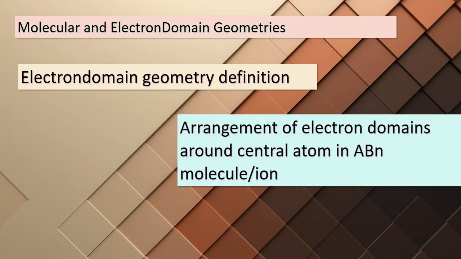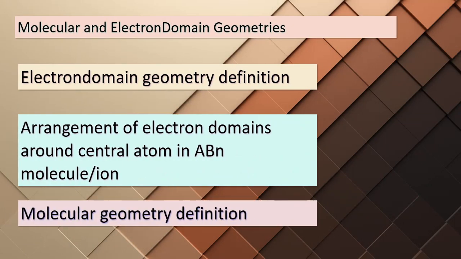Hello again, eager minds. Today, we're delving into the fascinating concepts of molecular and electron domain geometries. To put it simply, the way electron domains are arranged around the central atom of an ABn molecule or ion is what we call its electron domain geometry. It's like arranging the seating at a dinner table. It's all about finding the right spots for everyone.